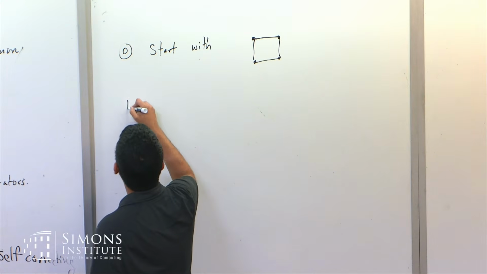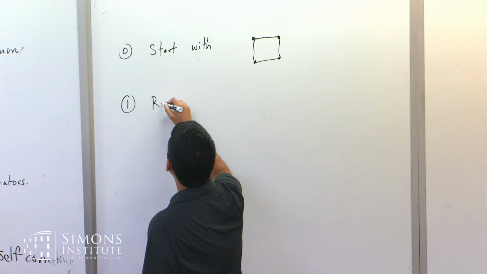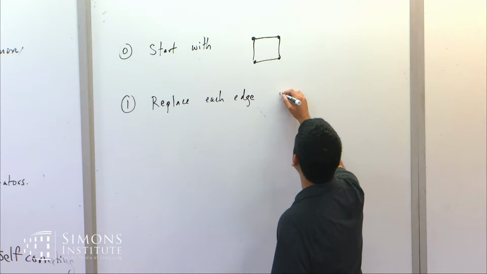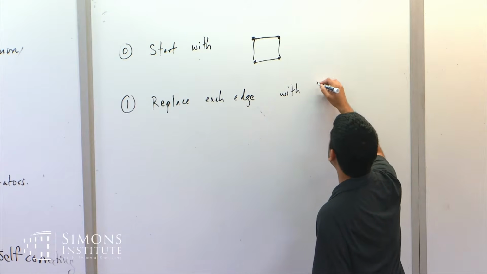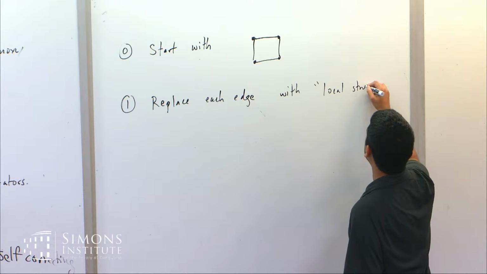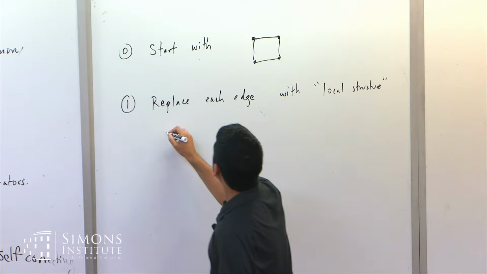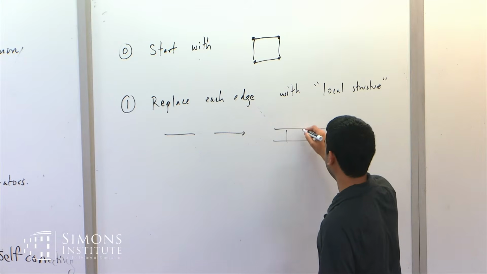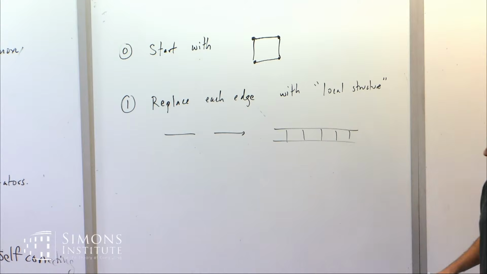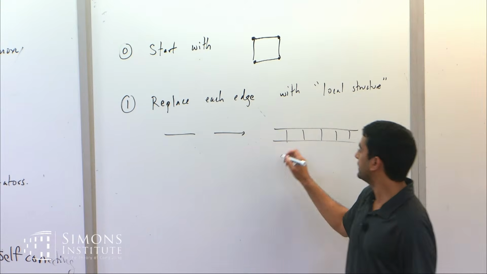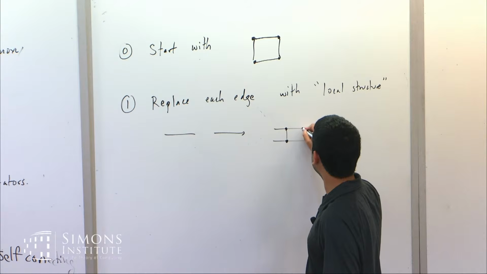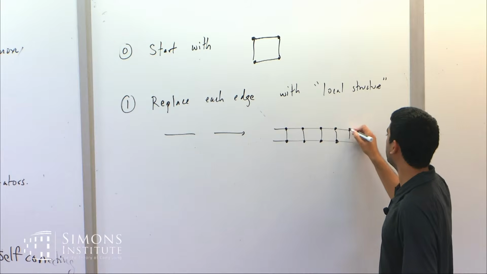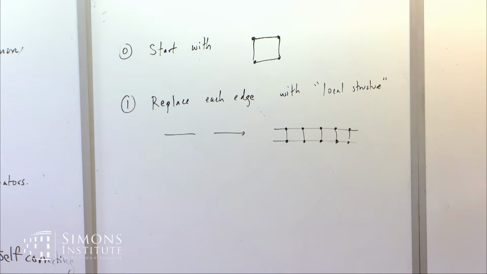And step 1 is I'm going to replace each edge with a local structure. Okay? And what is this local structure? Well, the local structure is going to be, I'm going to replace this edge with a ladder, basically. And this ladder is going to have, in this case, all repetition defects. So you can think about this as just a repetition code, but on a geometry which is a ladder geometry.